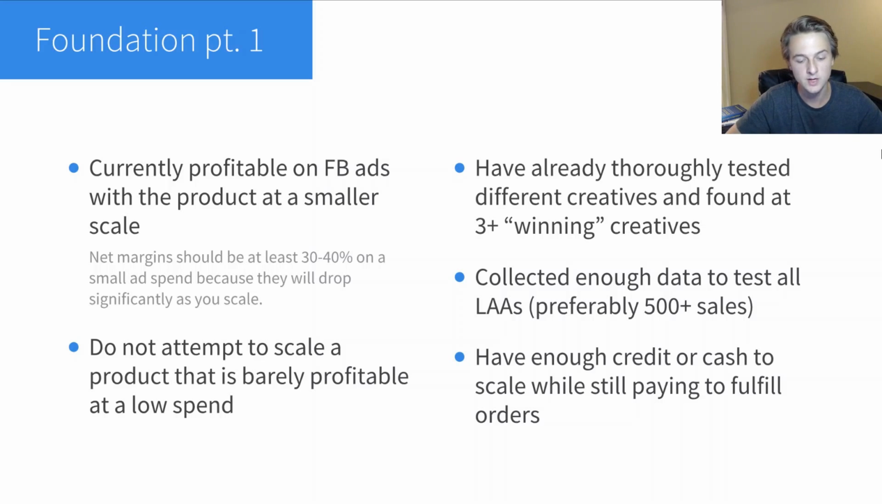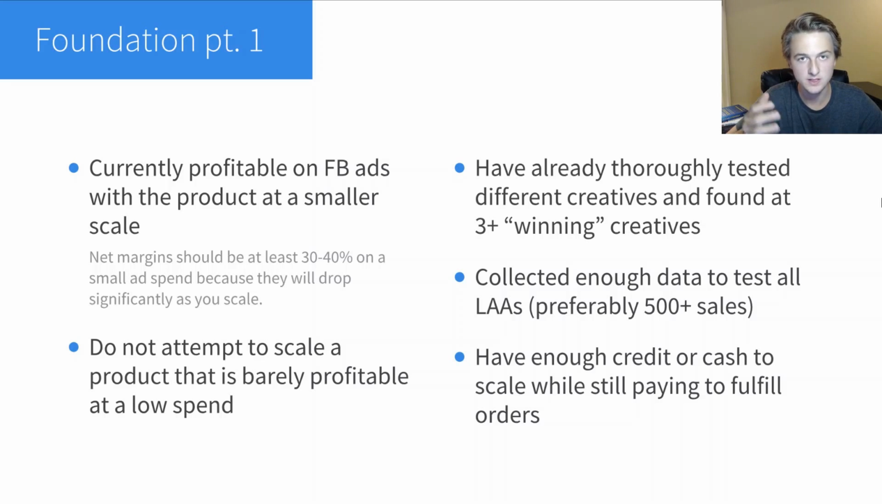Now, another point that I put here is that you need to collect enough data to test all different lookalikes. And that means that you need to have preferably 500 sales or more. If you don't have 500 sales, you can still test other lookalikes, but to really scale, you want to have a lot of data basically, so that you can create lookalikes for a lot of different countries and for a lot of different source custom audiences. And so I wouldn't recommend trying to scale before you've collected a lot of data, and that's usually about at the point where you have 500 sales or more.